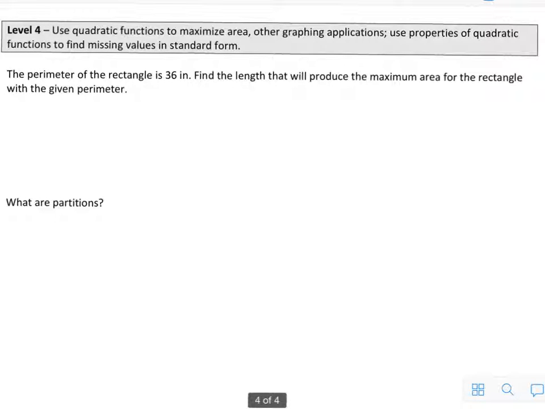3.1 Level 4, use quadratic functions to maximize area. Other graphing applications, and use properties of quadratic functions to find missing values in standard form. So here we're going to take a look at this problem.